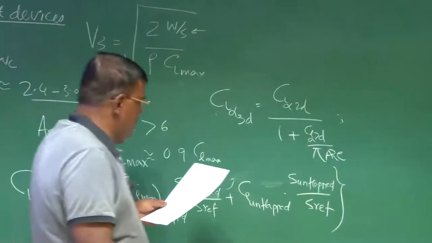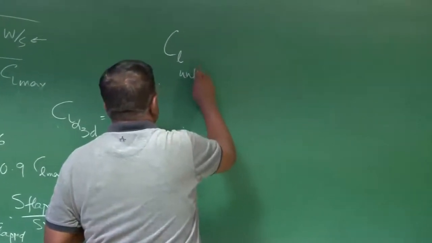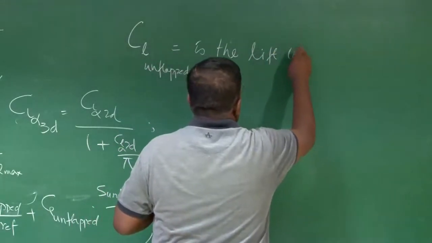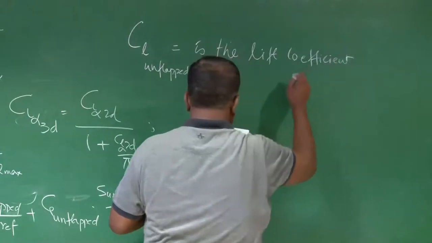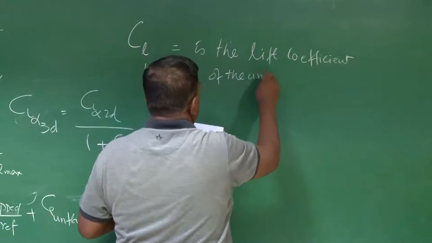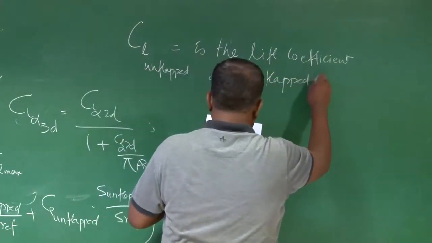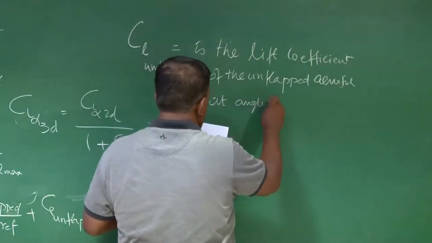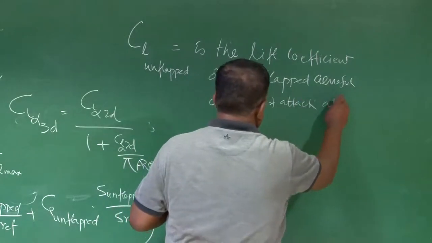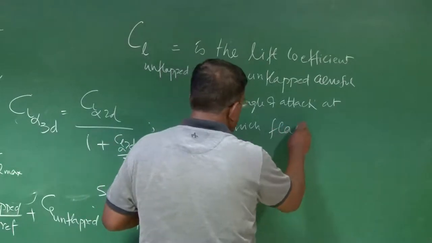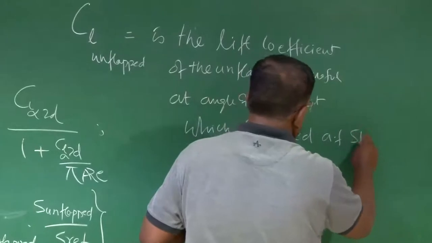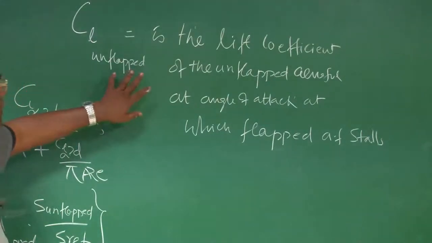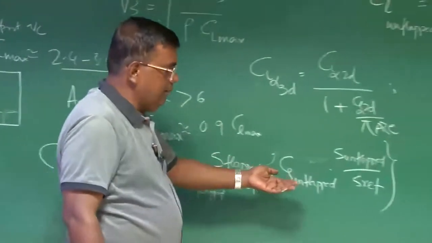And please note that what is CL unflapped? This is very important. It is the lift coefficient of unflapped aerofoil at the angle of attack at which flapped aerofoil stalls. This statement is important. Please understand this. We are asking a question, what will be the CL unflapped?